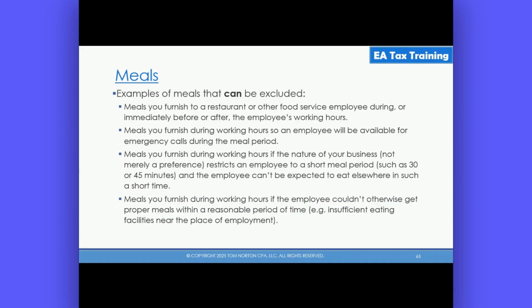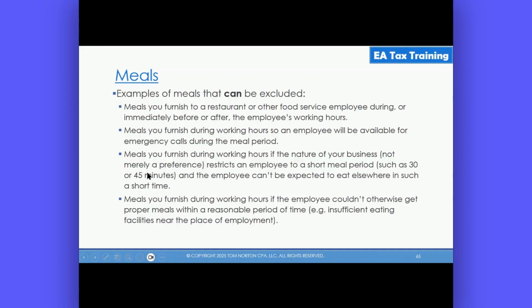So here are some examples of meals that you can exclude. Meals you furnish to a restaurant or other food service employee during or immediately before or after the employee's working hours. So they work there. One of the fringe benefits they get is either during their shift or right before or right after, they get a free meal. You could exclude that. Meals you furnish during working hours so an employee will be available for emergency calls during the meal period. So again, could be a hospital saying, okay, just go down to the cafeteria and eat. If we need you, we will call you.